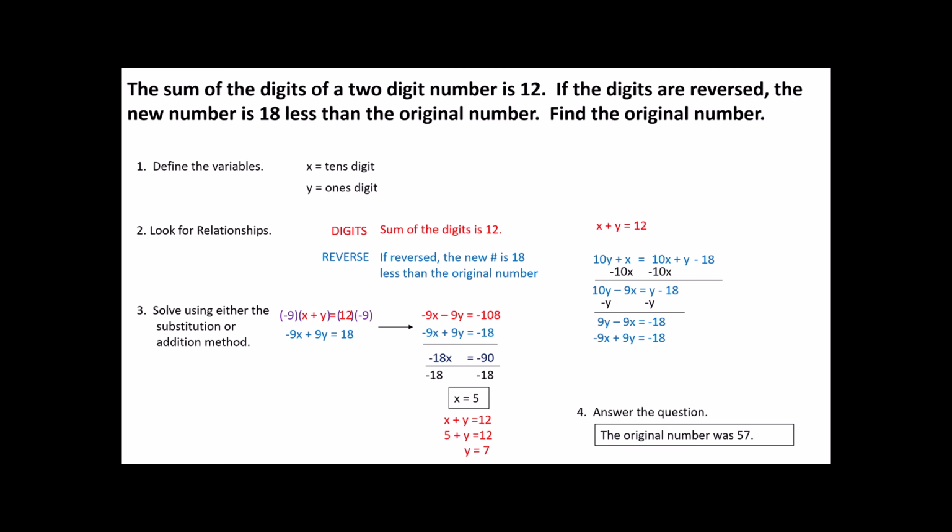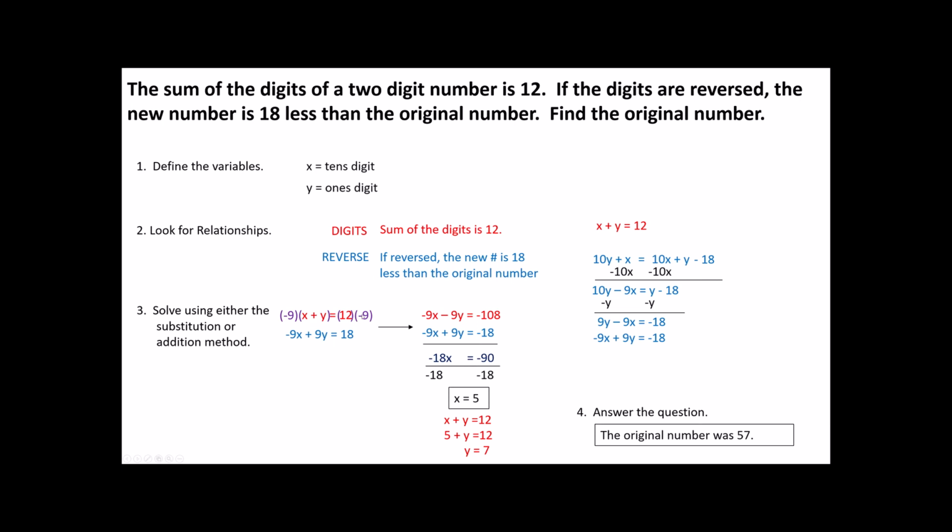Now, a couple things to point out. When we work with digits, it is very, very common for that second equation to be negative 9x plus 9y equals something, because we're always going to be using 10y and y. We're always going to be using 10x and x. So don't be surprised that this happens a lot. It makes it kind of nice because that tells us we can always, well, most of the time, multiply through the first equation by a negative 9 to get our variable to disappear.